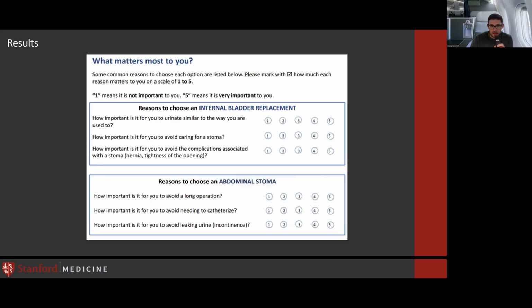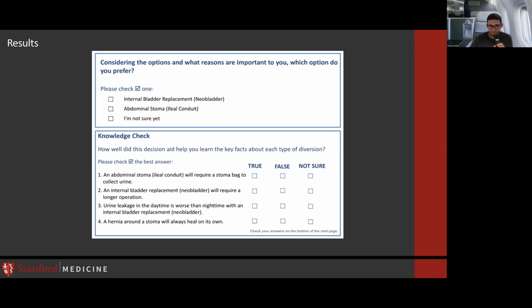And then they help to guide, after providing all this information, how to make this decision. So rate on scales of importance reasons why you would choose to have a neobladder or a stoma. And once you've thought through that, put your money down. So which option would you prefer? And then a quick knowledge check for the purposes of improving the patient decision aid on how well it worked for them and how well they took away the information.